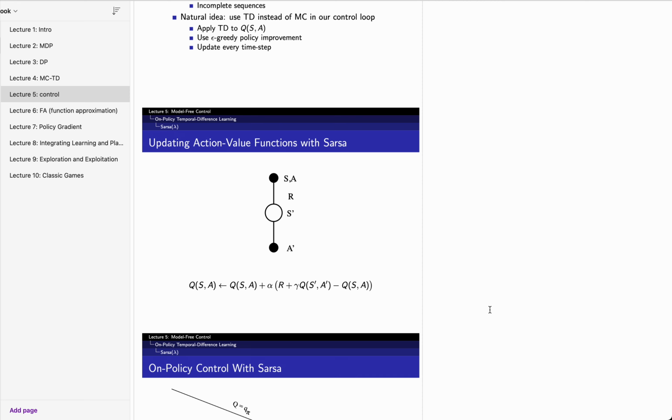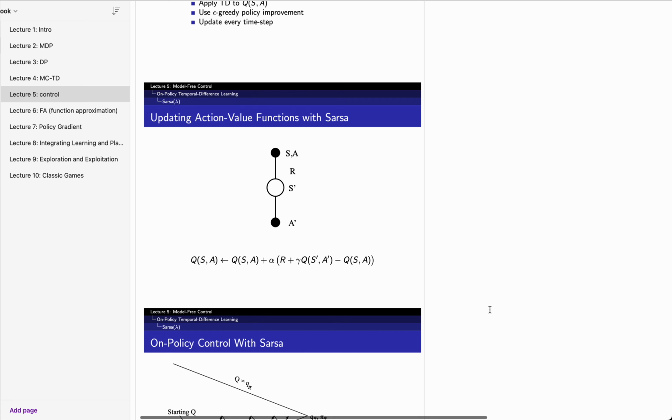In on-policy learning, you're learning on the go. On-policy TD learning is also called SARSA, because you're updating the action value function Q(S,A) by the next action value function Q(S',A'). So it's S, A, R, S', A'. It's also called SARSA.